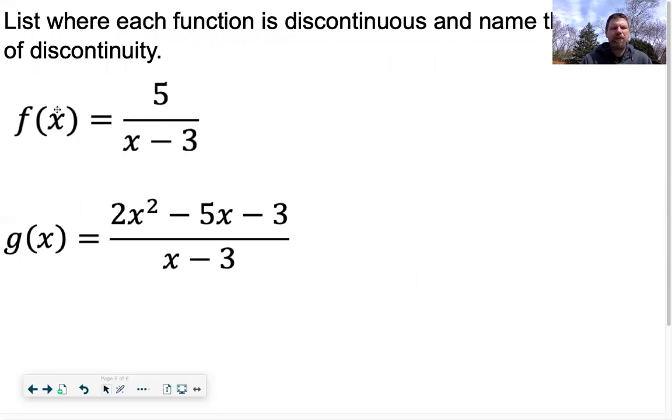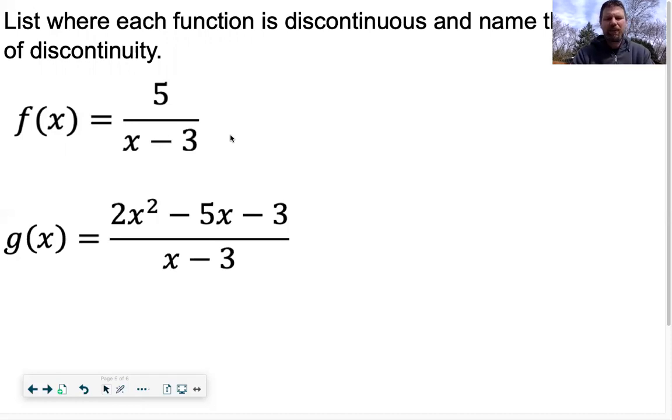Very last problem, we got 2 problems here. It says list where each function is discontinuous and name the type of discontinuity. So when you're looking for discontinuities, basically you're looking for problems in the function. When I look at this, I know I have a problem when I'm dividing by 0. I can't divide by 0. If I plug a 3 in there, I'll have 5 divided by 0, which is undefined. There's going to be a discontinuity there.